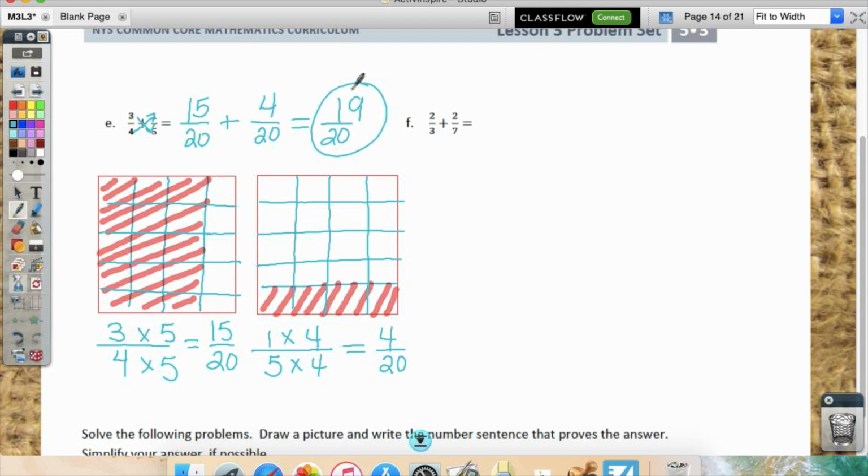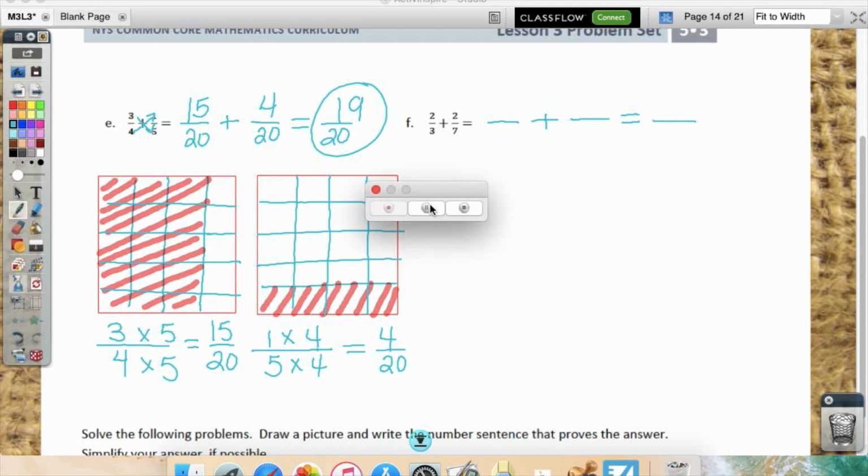20/20. Is it more than one whole? No, but it's very close, isn't it? All right. So the rule says you don't have to draw anything on the next one. Okay? So why don't you solve this one on your own and then check it with mine. I'm going to pause it while you work on it.